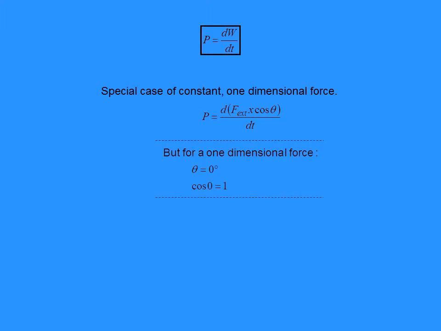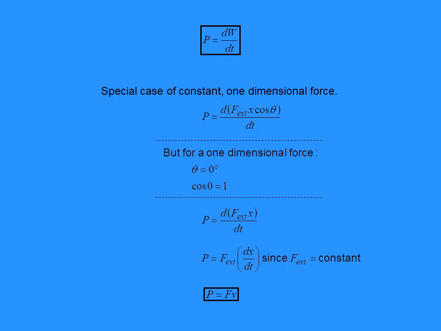Remember here, if we do a constant one-dimensional force, this would be the derivative of the external force times x. We're doing one dimension here, cosine of theta. And in one dimension, theta is 0, cosine of 0 is 1. So we have the derivative of the external force times the distance x with respect to time. And if it's a constant force, we can pull it outside of the derivative. And so we get external force times the derivative of the position with respect to time, which of course we know as the velocity. So we get the same equation again.